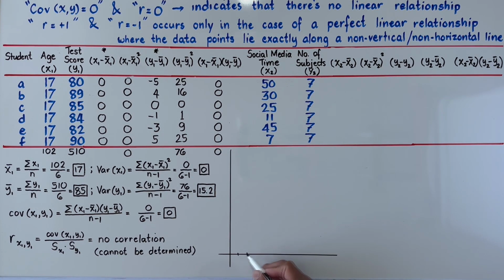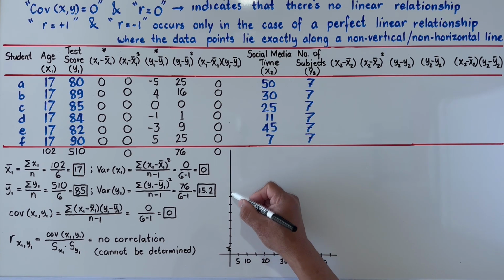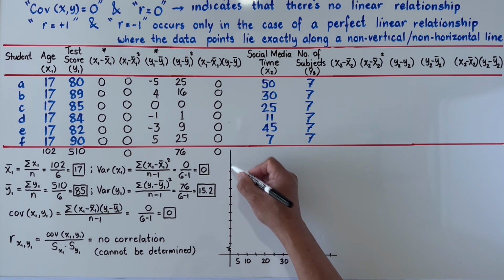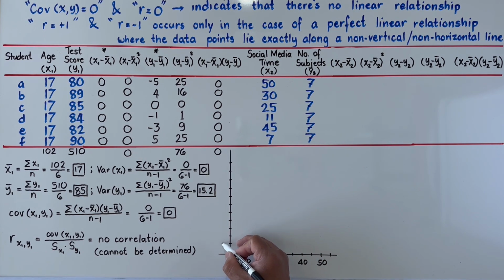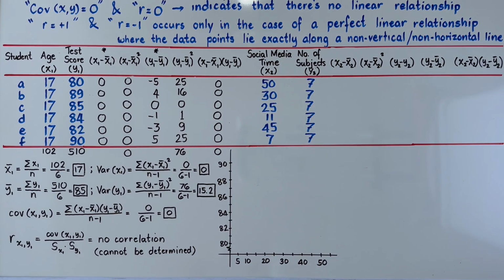So 5, 10, 15, 20, 25, 30, 35, 40, 45, 50. So we'll just write 5, 10, 20, 30, 40, 50 here. And we have 80, 81, 82, 83, 84, 85, 86, 87, 88, 89, 90 here. So we have 80, 82, 84, 86, 88, and 90 here. Now let's plot the points.